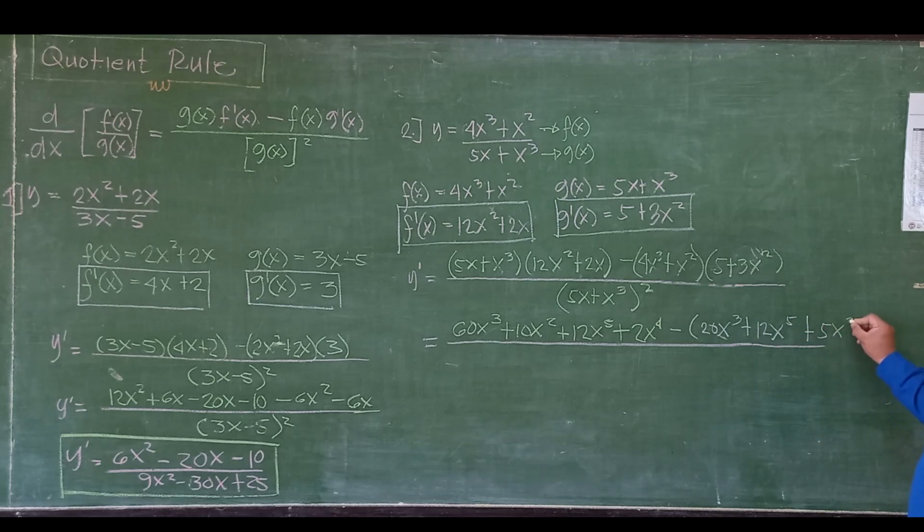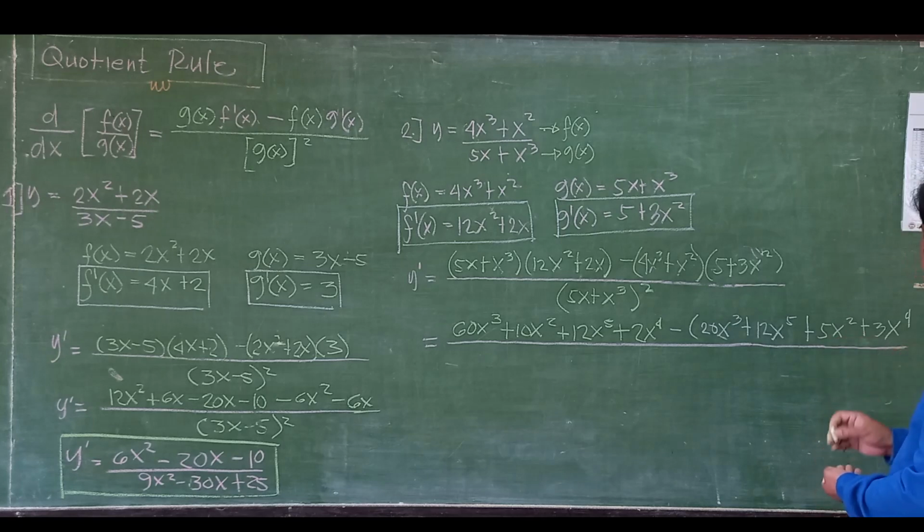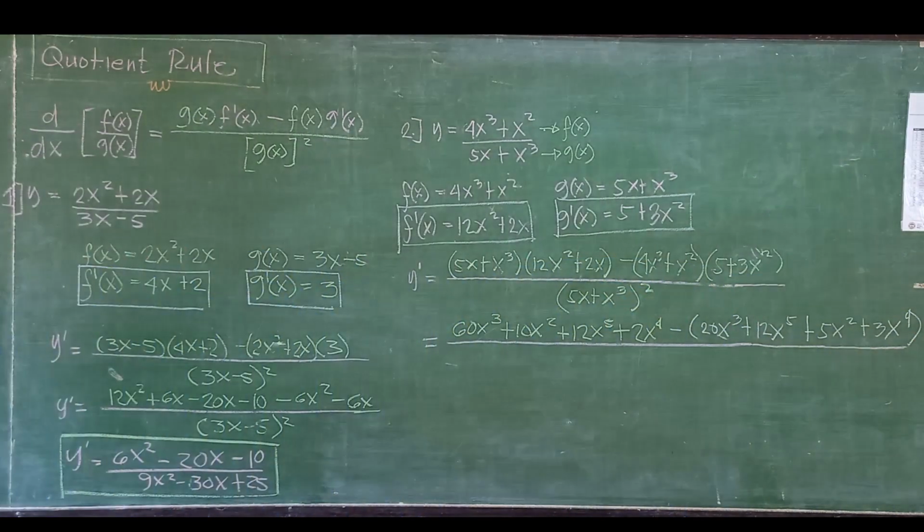Now plus this one, that is the same as 5x raised to 2. And what about this one? It will give you now plus 3x raised to 4, of course enclosed with parentheses. That is enclosed with parentheses.